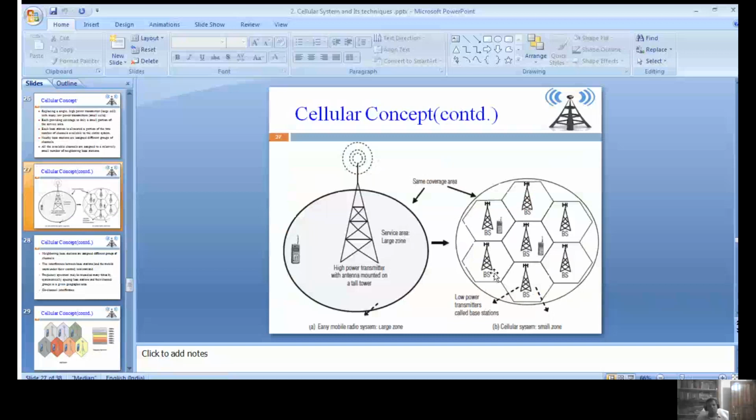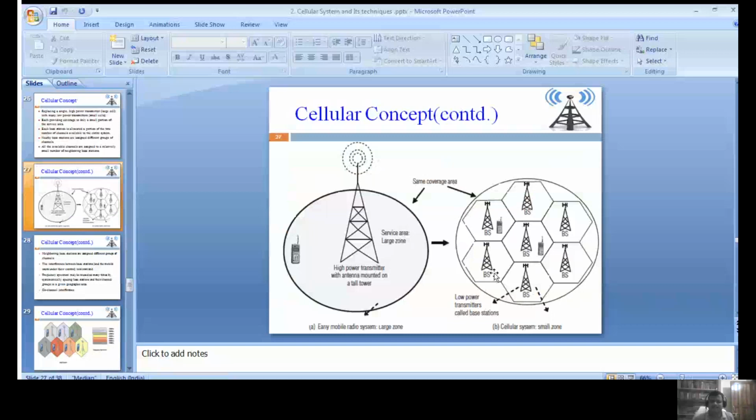Next, we go to the basic elements in the mobile system. There are 3: the mobile unit, the cell site or base station, and the MSC or MTSO. MSC stands for Mobile Switching Center, and MTSO stands for Mobile Telephone Switching Office. This is the block diagram of the basic cellular mobile system. The first is the mobile unit, the second is the cell site, and the third is the MSC or MTSO, which is connected to landline telephones, that is, the PSTN network.